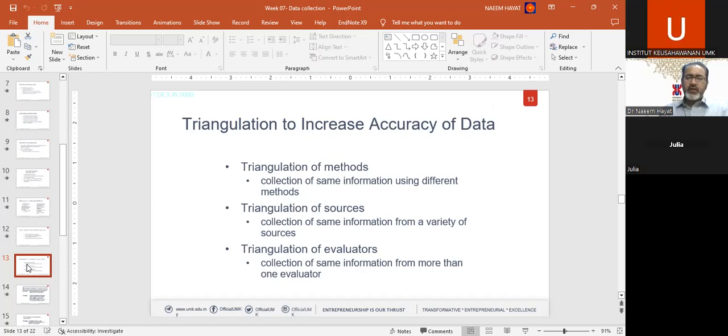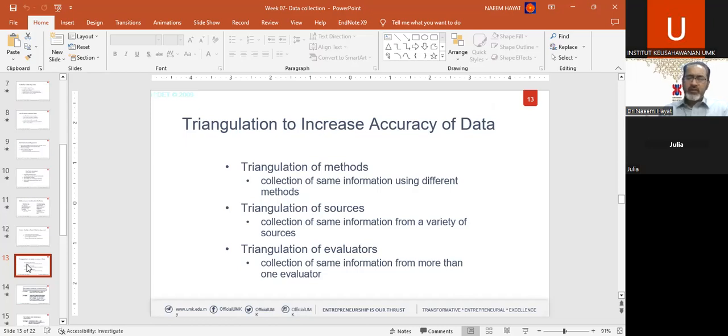Triangulation of evaluators: collecting the same information from more than one evaluator, meaning data that needs to be vetted or verified. For example, when we ask students to give their CGPA, they are evaluating themselves. So maybe we collect it from another source, such as the university or college record where the grades are.